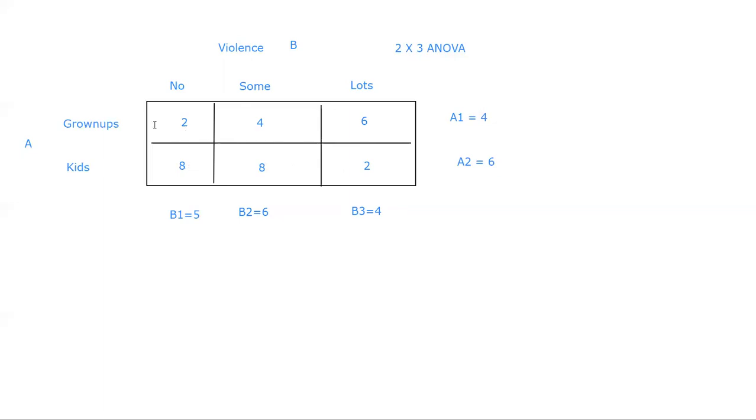For example, in the no violence condition, the difference between grown-ups and kids was a 6. In the some violence condition, the difference was smaller, only a 4. And in the lots of violence condition, again the difference is only a 4, but it's in the other direction. So this is an even larger change because the direction has shifted. The interaction is asking the question, are these differences between kids and grown-ups changing as we change the levels of our other variable? Clearly in this case, it's changing quite a lot, so we would say that this looks like a significant interaction.